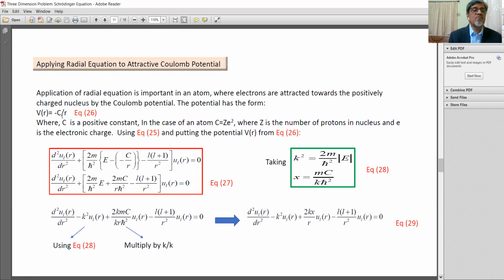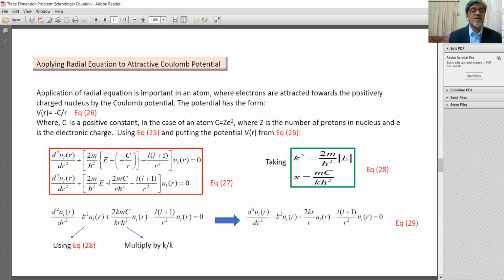The potential has the form V(r) is equal to minus C by r, and here we are considering C as a positive constant. In the case of an atom, C is equal to Z e squared, where Z is the number of protons in the nucleus and e is the electronic charge. So C can be represented as Z e squared. Now using equation 25, putting the potential V(r) from equation 26, we will find that the minus minus sign becomes plus.